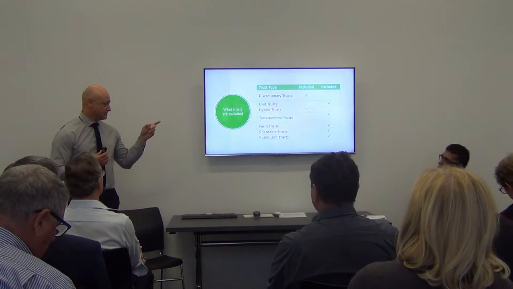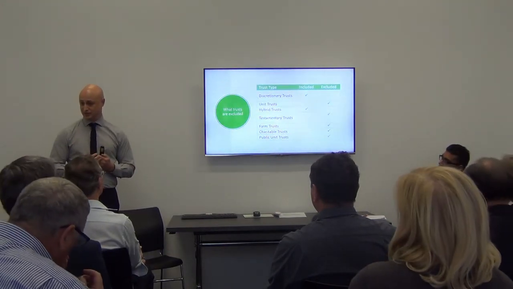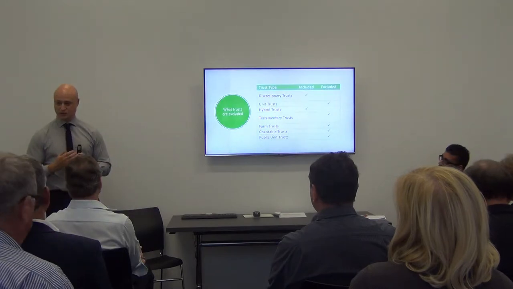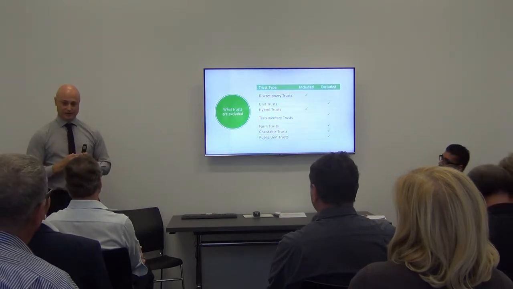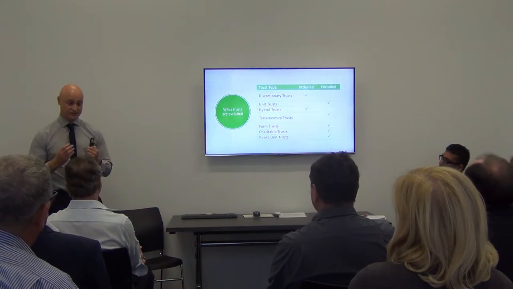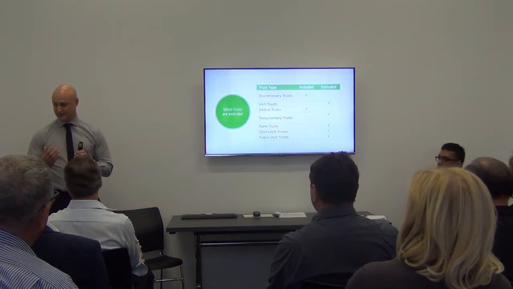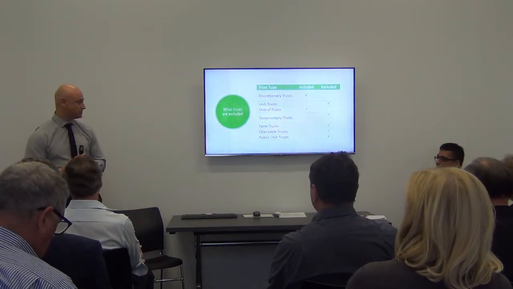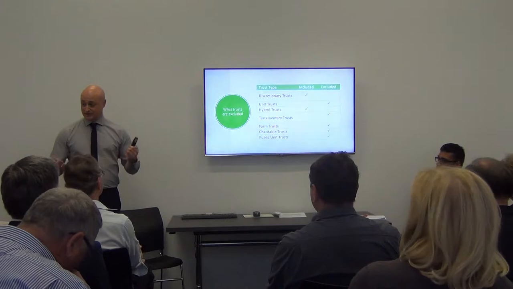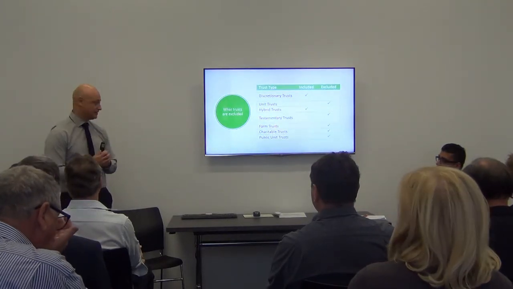A testamentary trust is excluded from these rules. A testamentary trust is what happens on death. So in your will, if you say that you're going to set up a testamentary trust, you can quarantine the asset to that trust for certain beneficiaries, and then any distribution from that testamentary trust will not be affected by these rules. Farm trusts, where there's farmland or a farming business, those trusts won't be affected either.